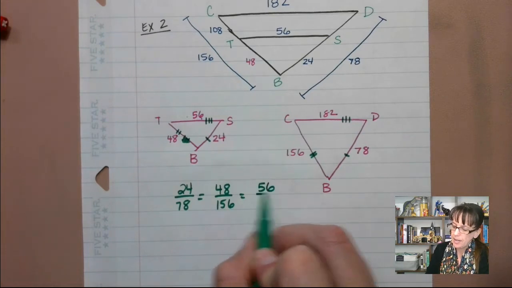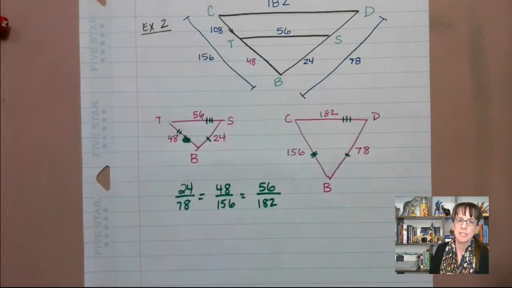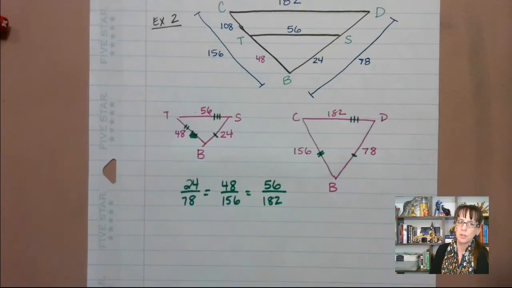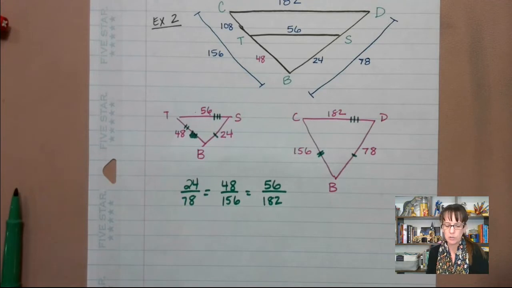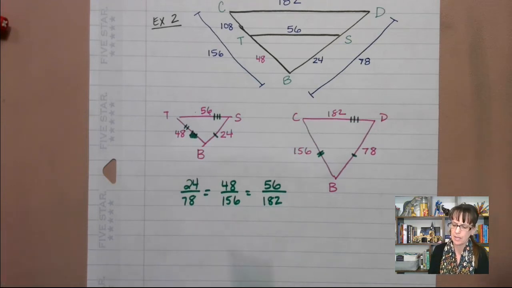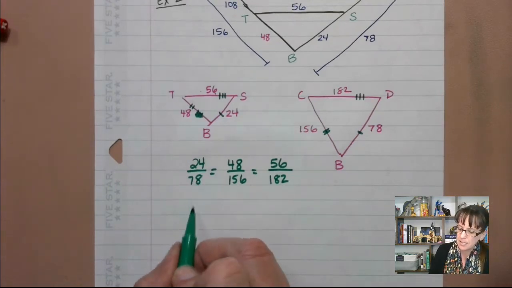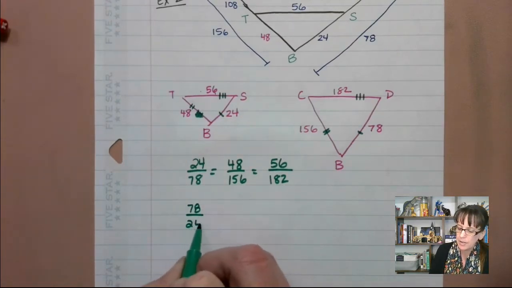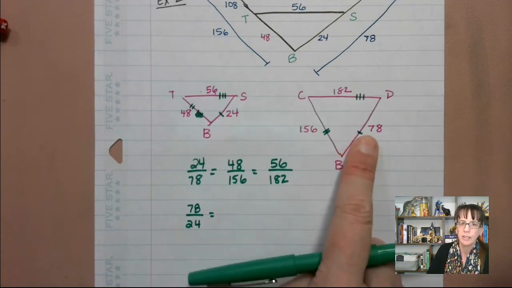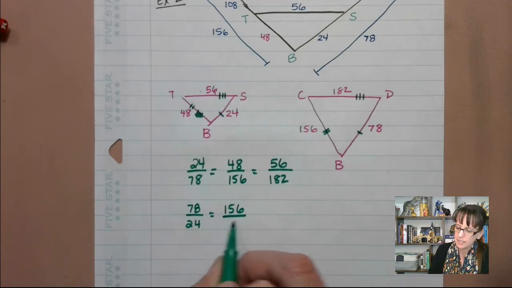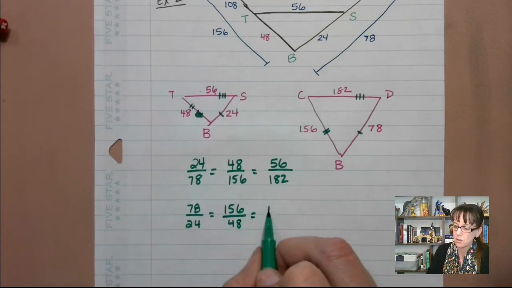In the previous example, I said you could do it a couple ways, and I showed you how to reduce the fractions. These are kind of big numbers, so if you're allowed a calculator on a test, you can just do 24 divided by 78, and we end up with 0.30 something. Actually, to make this a little easier, let's do 78 over 24. Now I'm flipping it, so I'm comparing the bigger triangle to the smaller one. Then 156 over 48. It doesn't matter as long as I'm consistent.